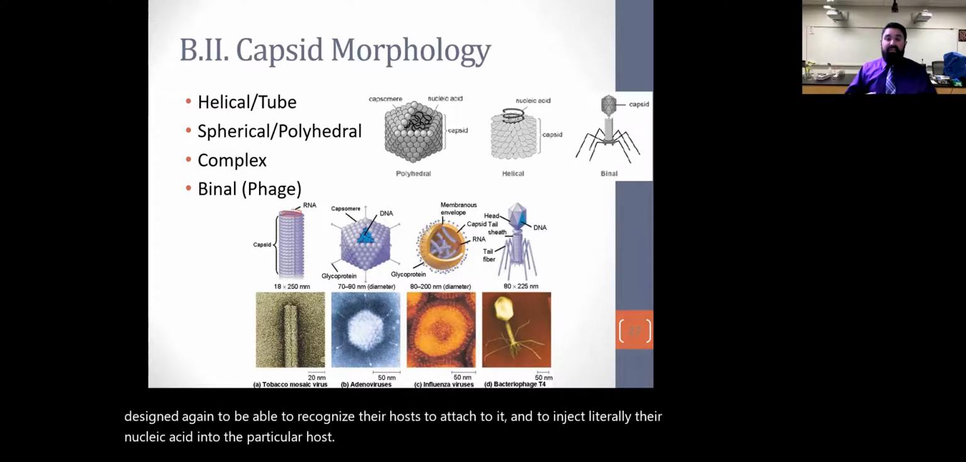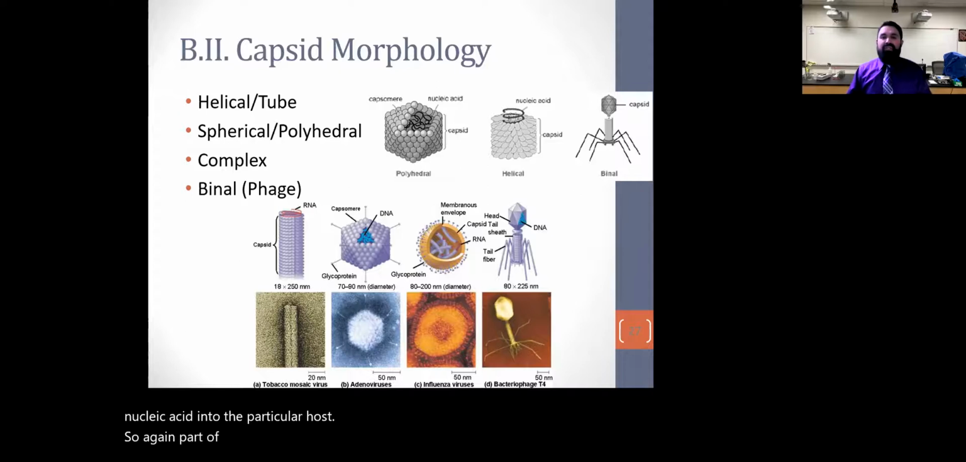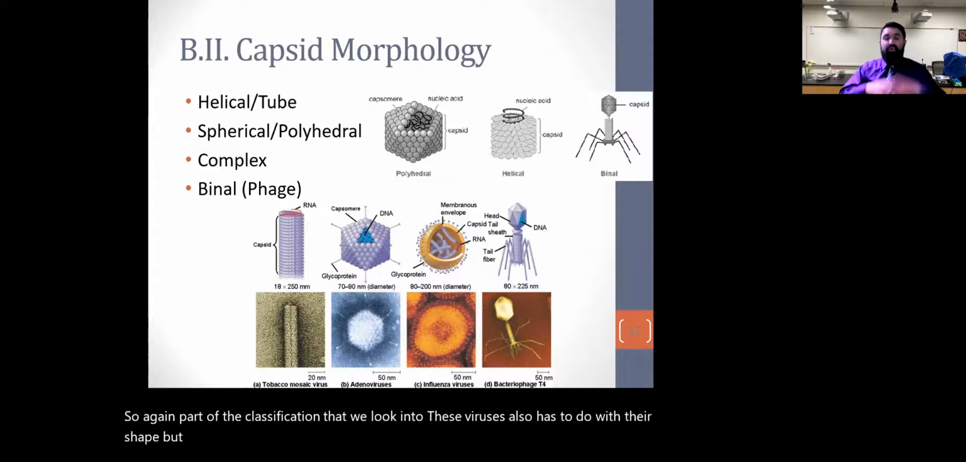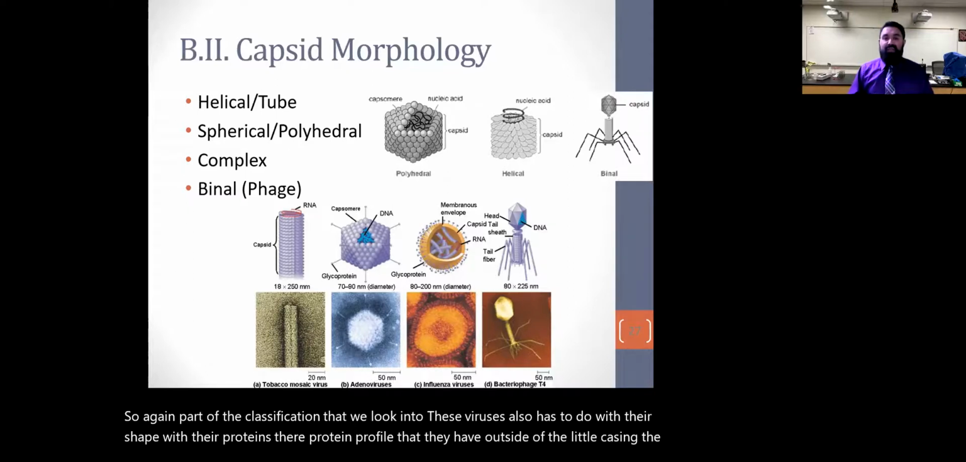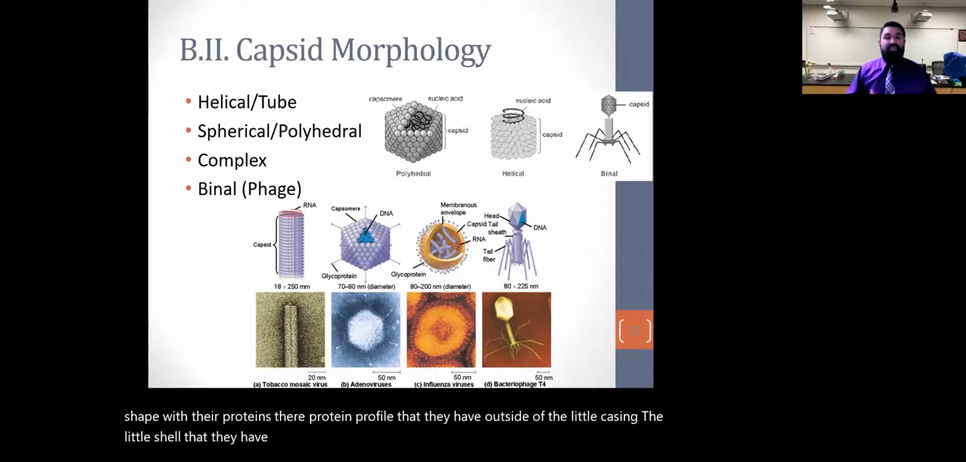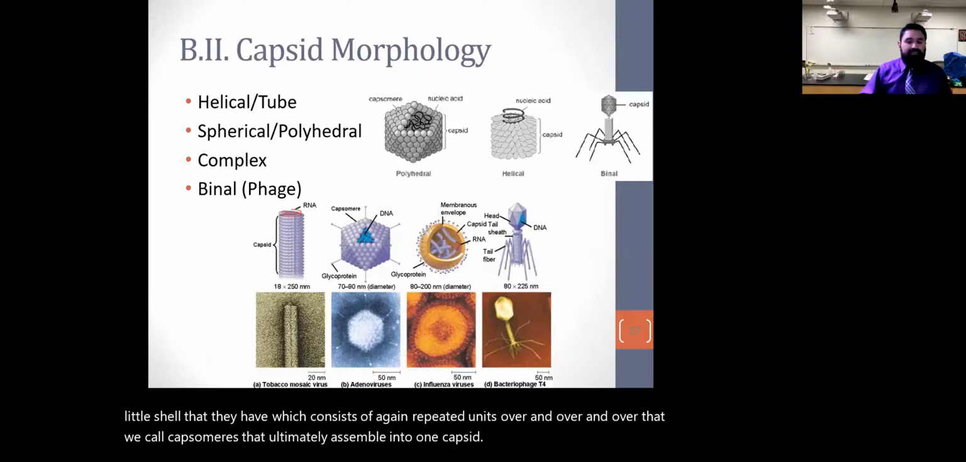So again, part of the classification that we look into with these viruses also has to do with their shape, their protein profile on the outside, the little casing, the little shell that they have, which consists of repeated units over and over and over that we call capsomeres that ultimately assemble into one capsid. But that's not all.